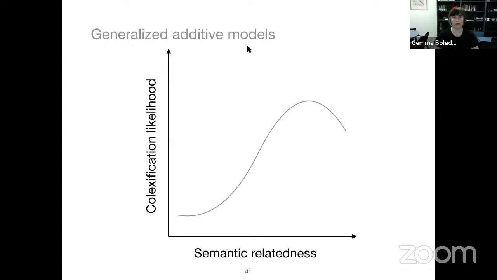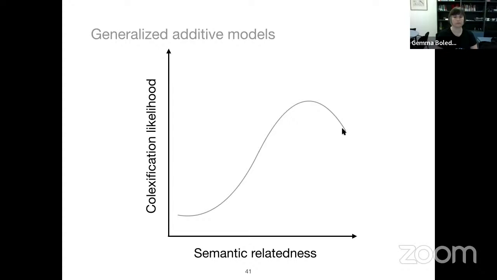The only thing that you need to know about these models for the purposes of this talk is that one, they allow for wiggles, so they allow us to test our hypothesis. And two, that they are very conservative. That means they will try to stay linear and will only allow for a wiggle if the data really strongly asks for it, so to speak.